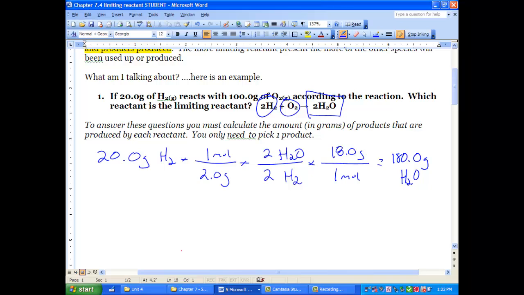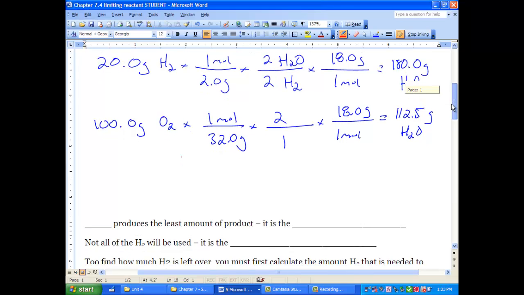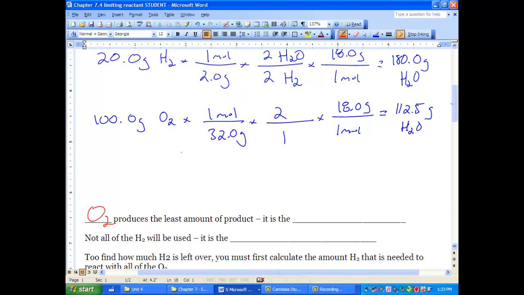We're going to do the same with oxygen. So we can see that the oxygen will produce less product. The oxygen will limit the amount of product that's being made. All of the 180 grams of water hydrogen can make will not be made because the oxygen is limiting it, hence limiting reactant. To fill in those blanks, oxygen produces the least amount of product. It is the limiting reactant. Not all of the H2 will be used up. It is called the excess reactant.